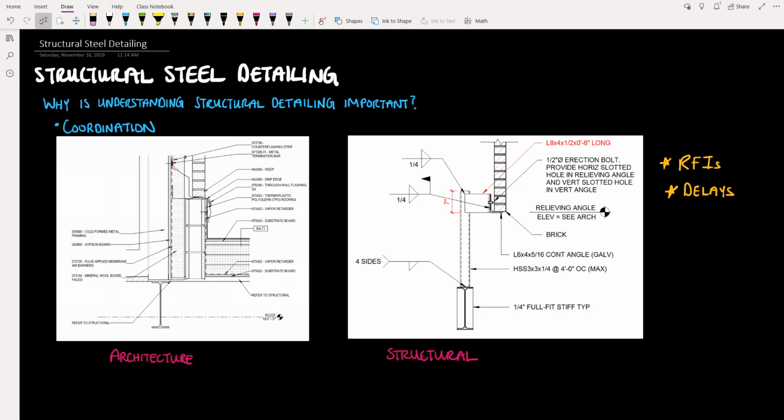So before we jump into sizing guidelines for structural steel elements, I wanted to talk to you all just a little bit about structural detailing. This topic is very important, not only because there may be questions regarding structural detailing on your ARE, but it will help you to understand how a structural engineer designs their details.